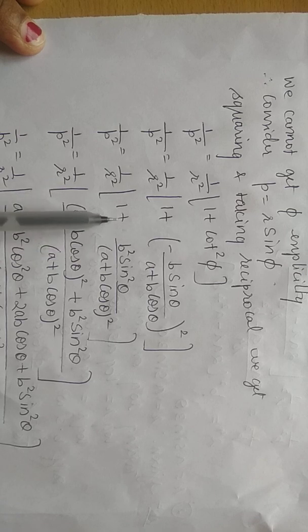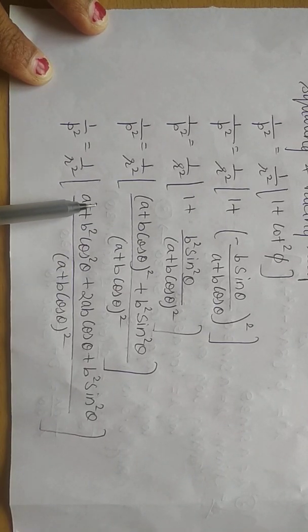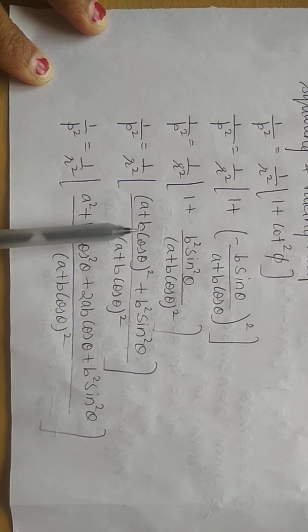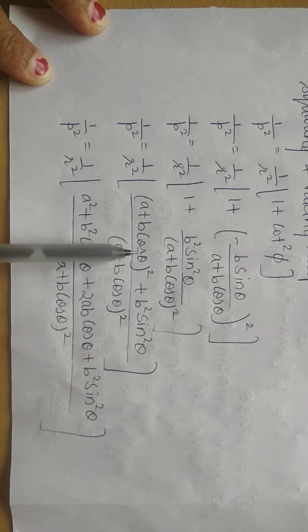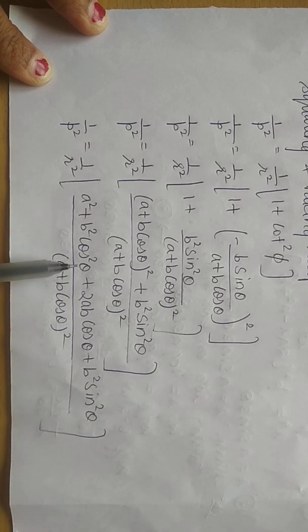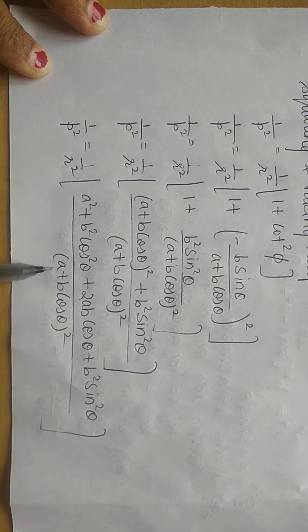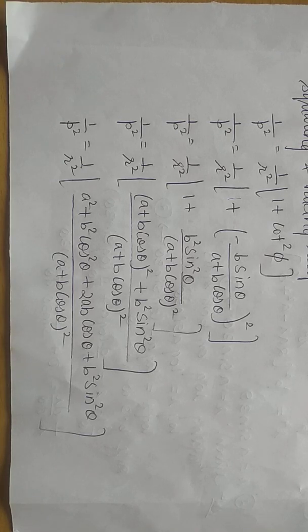Taking the LCM over here, we get a plus b cos theta the whole square plus b square sin square theta, the whole divided by the denominator. Apply the a plus b the whole square formula. This is a square plus b square cos square theta plus 2ab cos theta, and the b square sin square theta will remain the same. In the denominator, a plus b cos theta the whole square will remain as it is.